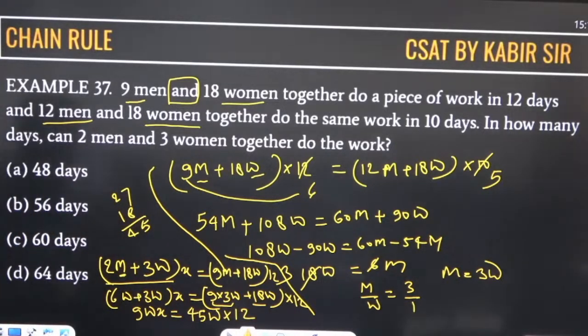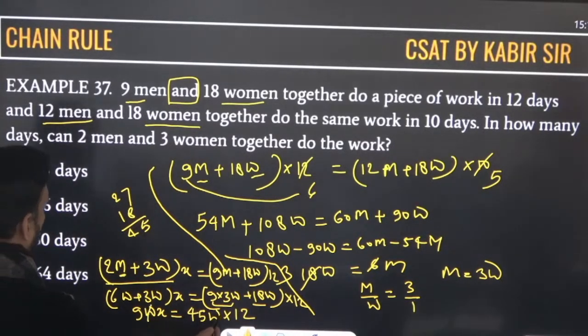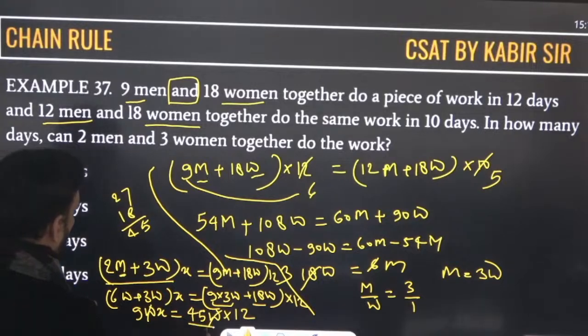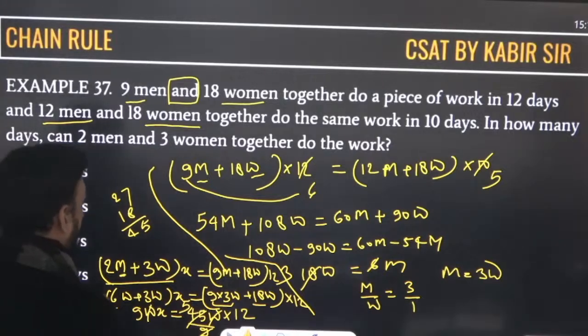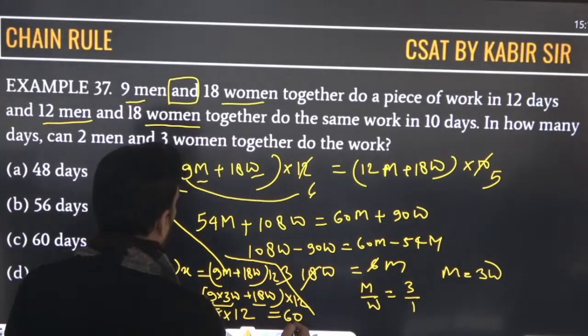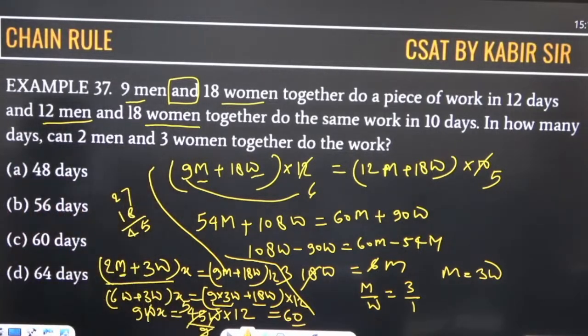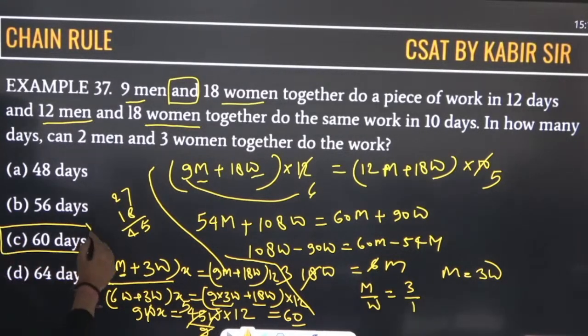Right? This will cancel this, W will cancel this, 9 will come this side, 9 will cancel this 5 times. X will be 12 into 5. So 2 men and 3 women can complete the work in 60 days. So the answer will be option C.